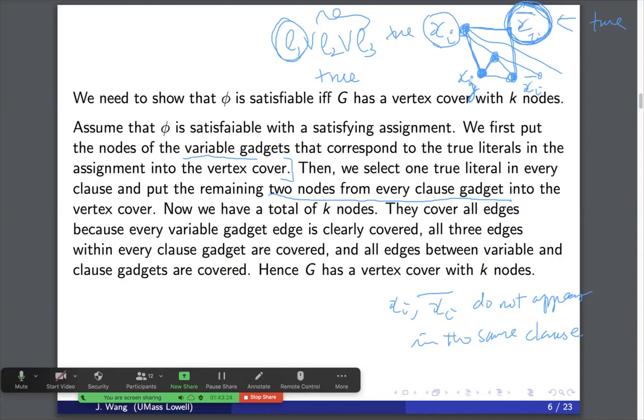So that means it will connect somewhere to XJ, and then we have XJ bar. Now, XJ is not chosen to be true, that means XJ bar has to be true. So in that case, we know XJ is connected to this, and it's not chosen. That means this one has to be put into VC. So that means this edge is covered, and it appears in other crosses, XJ, because this is not chosen. So this one has to be put into VC also. So that means this is also covered.